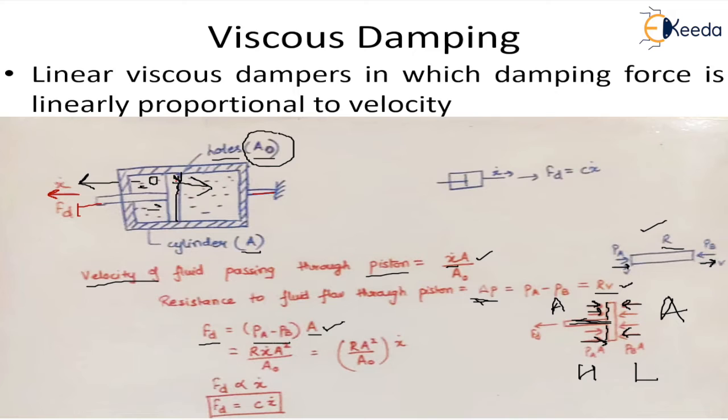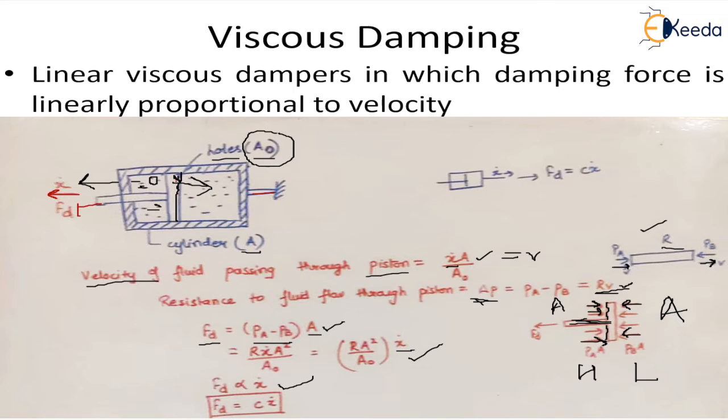And what is Pa minus Pb? It is R into V. And what is V? We calculated here, which is x dot into A upon A naught. So the equation becomes R into A square upon A naught into x dot. So from this equation, what exactly we have deduced is the damping force is directly proportional to the velocity of the flow of the fluid, right?